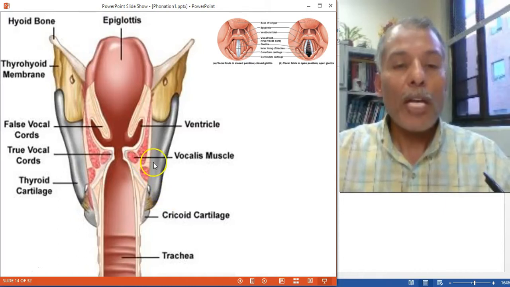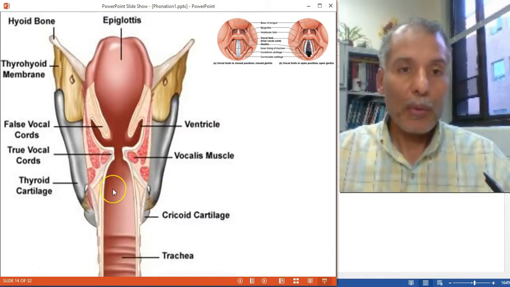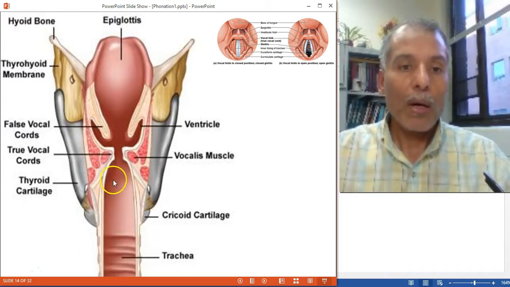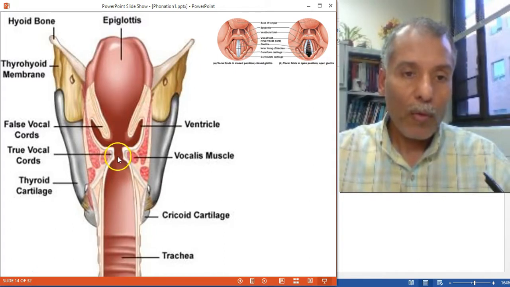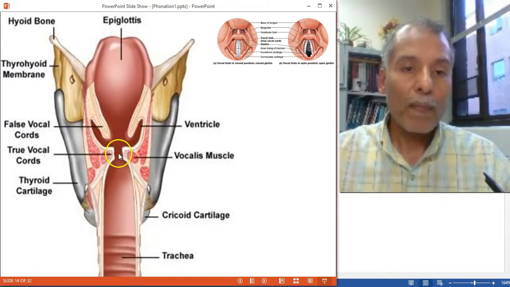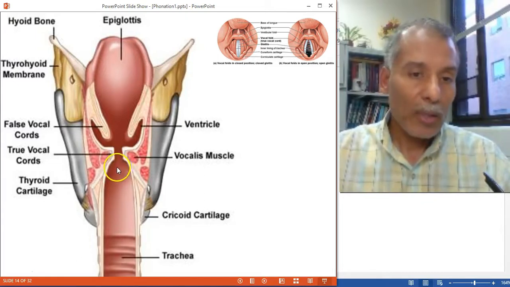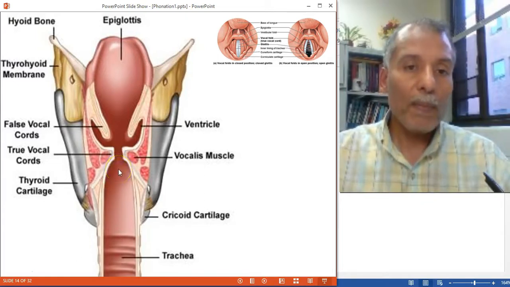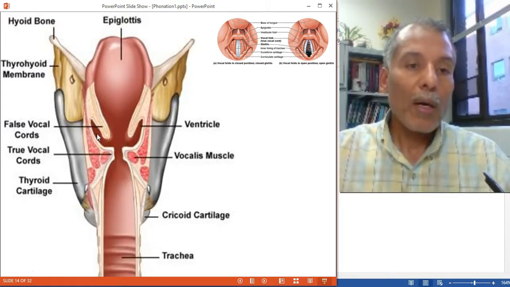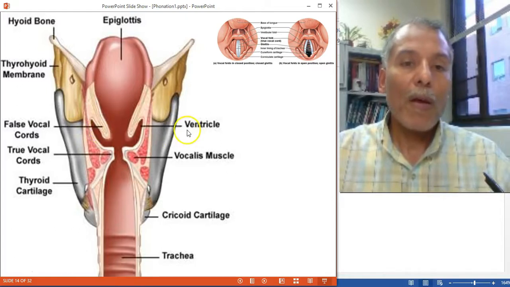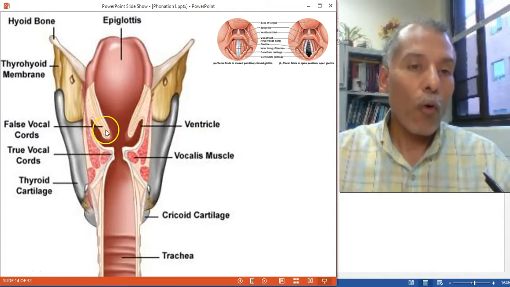Okay, so here is a view, a coronal view of the vocal folds. Each vocal fold is cut, and that is the space in between them. Of course, that's the glottis. Beneath is the subglottic space, and above is the supraglottic space. In the supraglottic space, you have the ventricular folds.